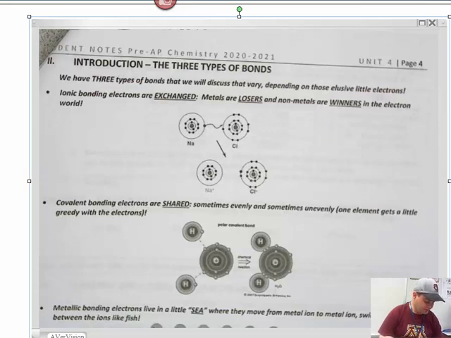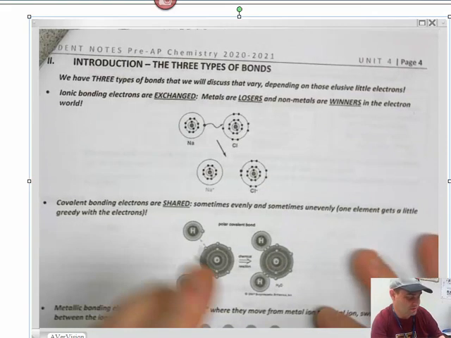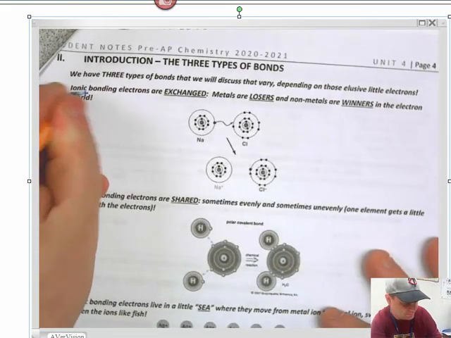We're going to go over the three types of bonds. Excellent! Very excellent to go over the three types of bonds here. So the first type of bonds we have are ionic bonds.